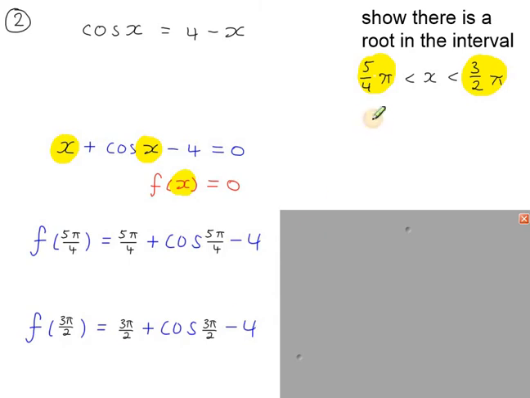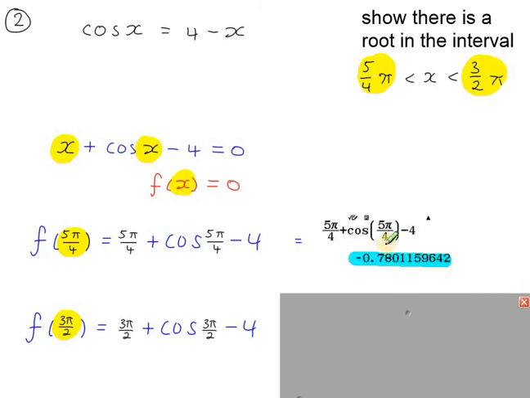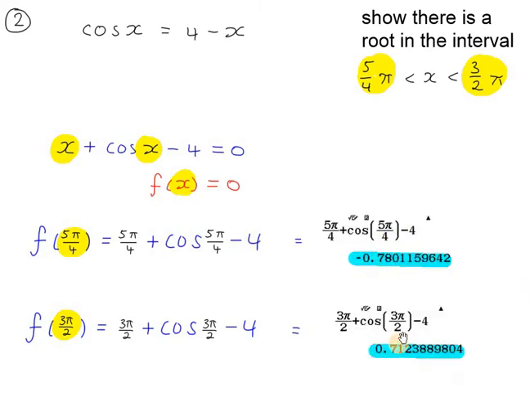So 5/4 pi here, and 3/2 pi in this one, and the calculator gives this value, which is negative, and this value, which is positive. So we have a sign change. So at this stage we can say there is at least one root in the interval, but the question does say show that there is a root, not roots. So we know there is one root in this interval, and we can investigate further by looking at some graphs.